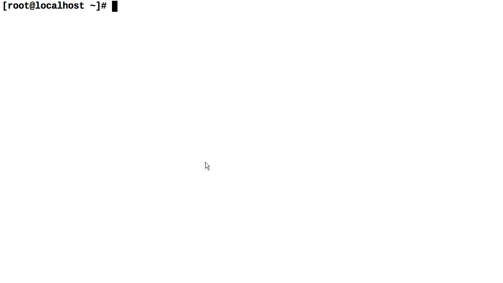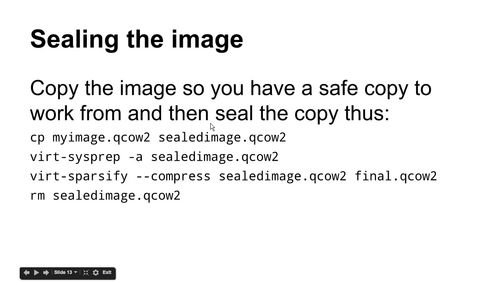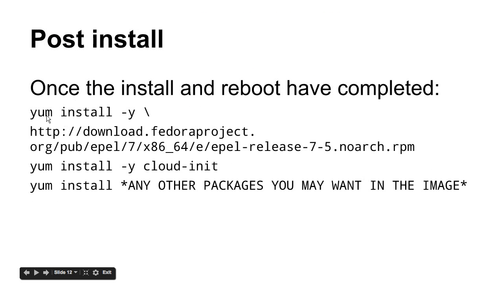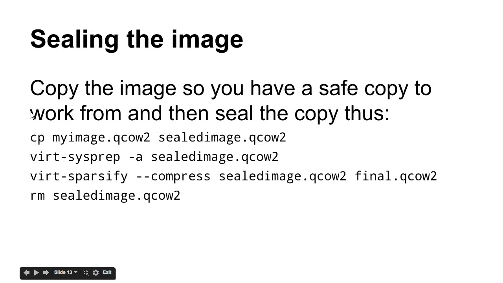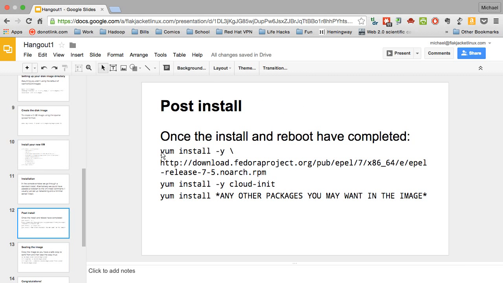Okay, so now I'm in the virtual guest. And we can see it's on that 192.168.122 subnet. So now I can actually do a yum install of that Fedora project package. There we go. I'm going to grab that really quick just so I don't have to typo everything.